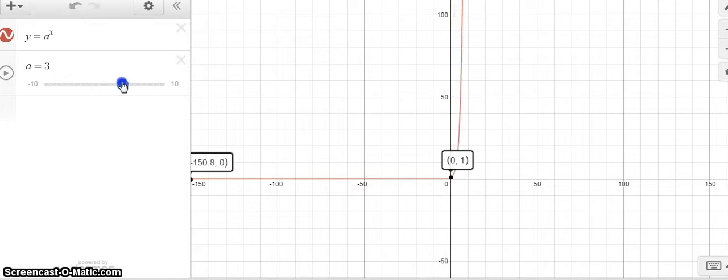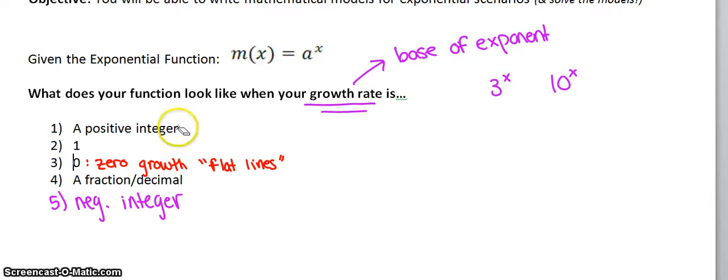So as your growth rate gets bigger in the positive integers, it's going to grow more quickly, which makes sense because your growth factor is larger. But all of these are going to start off small and get big. So a positive integer is really going to grow, and it's going to go faster as your base is larger.